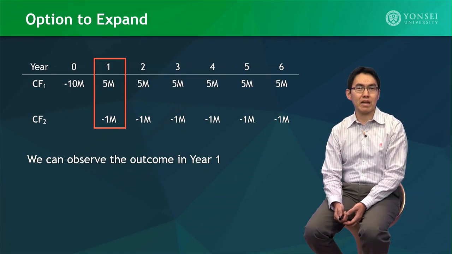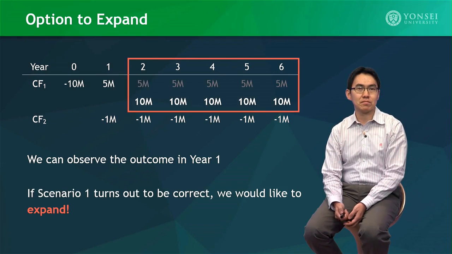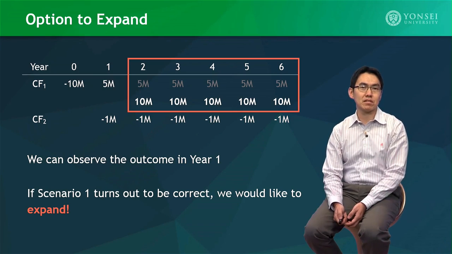We can also assume that we can observe the outcome in year 1 by checking whether the cash flow in year 1 is 5 million or negative 1 million. And more importantly, if scenario 1 turns out to be correct, we would like to exercise the option to expand embedded in this project. And it is expected that we could double the annual cash flows starting from year 2. We'll recalculate the NPV of this project in Excel now by considering the option to expand.